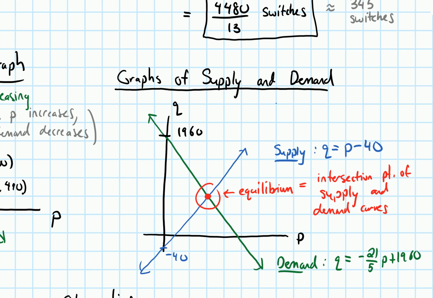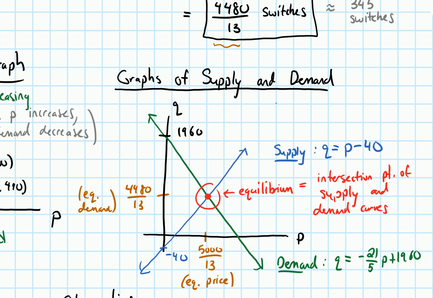And we found that the equilibrium price was 5,000/13. That was the equilibrium price. And the equilibrium demand, that would be on this other axis. We just figured that out literally right above this. This was 4,480/13. That was the equilibrium demand.